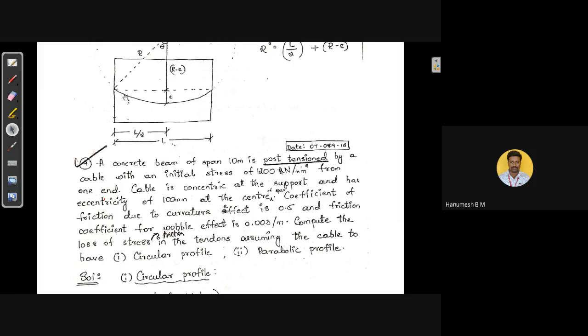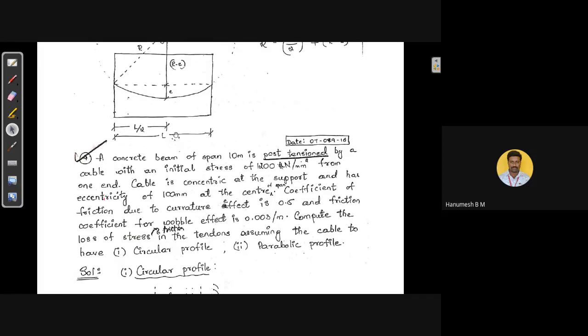For the first case we have to assume this cable profile as circular. Assuming the cable profile as circular one, we need to calculate the losses due to friction. In the second case we need to assume the cable profile as the parabolic one, then we need to find out the losses due to friction. That is the given problem. With this, I will go into the solution.